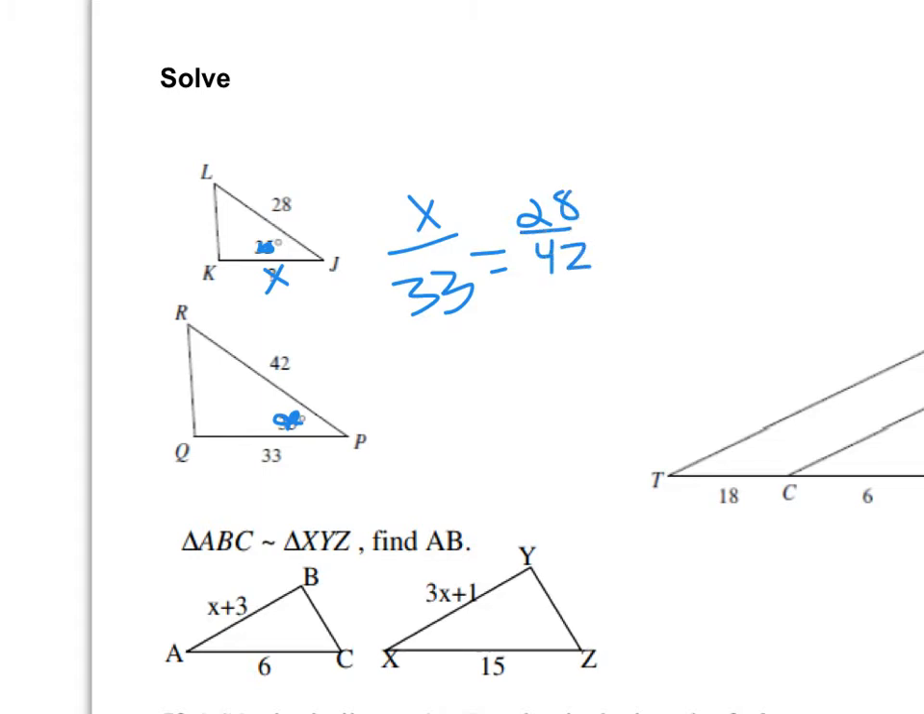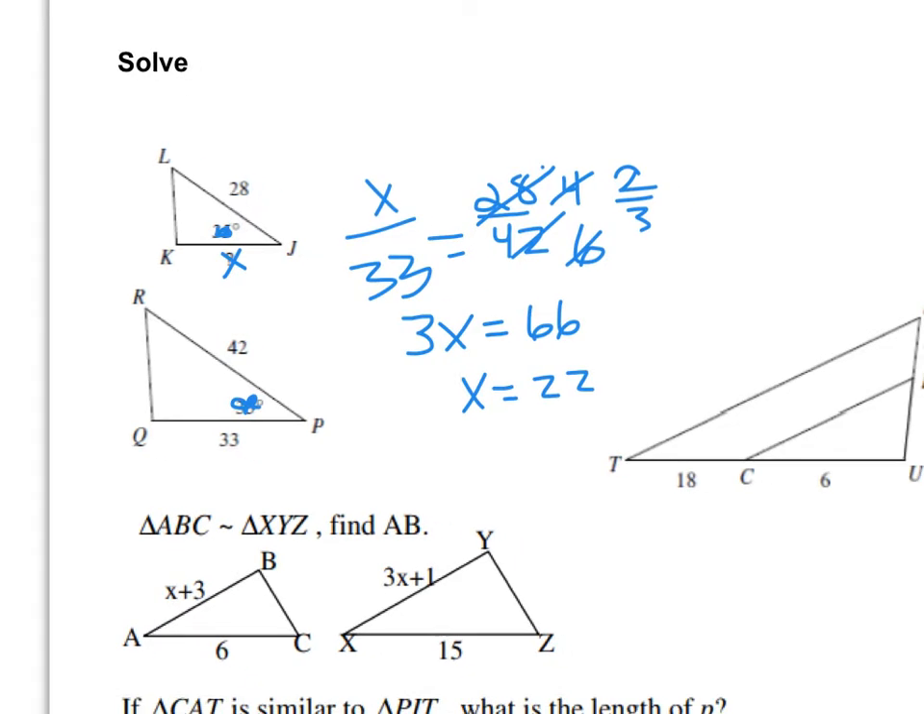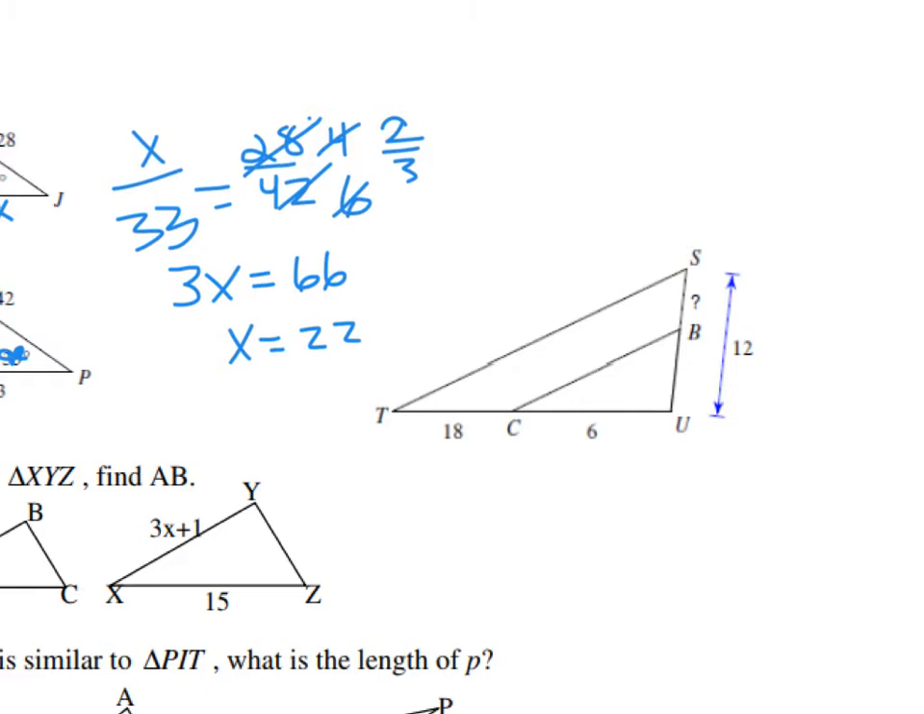Now, I don't have a calculator, so I'm going to go ahead and reduce this fraction to make my numbers a little smaller. So both of these are divisible by 7. So that gives me 4 over 6. I can reduce that some more to 2/3. Once again, I'm just doing that so I can do these in my head. So 3x equals 66 and x equals 22.